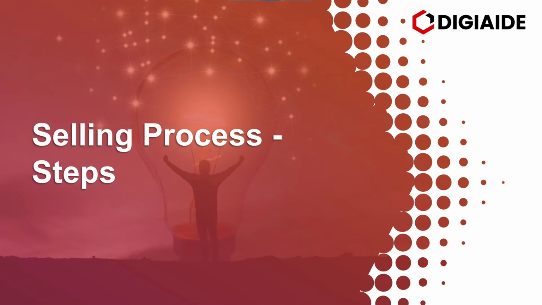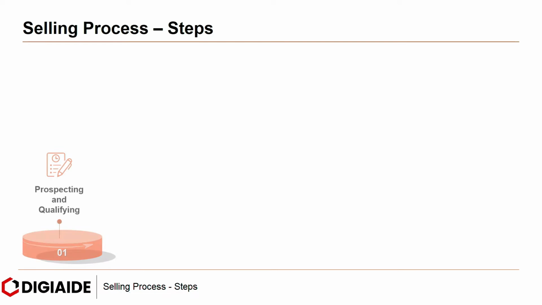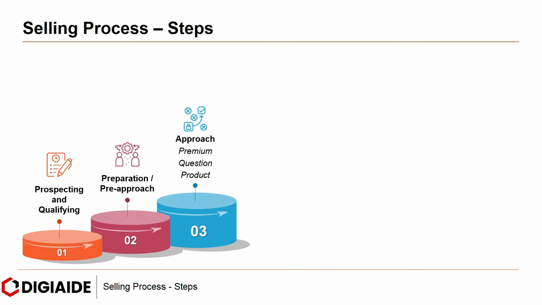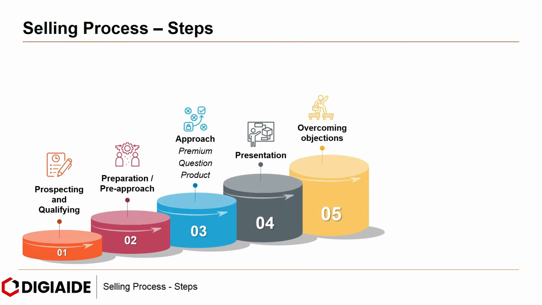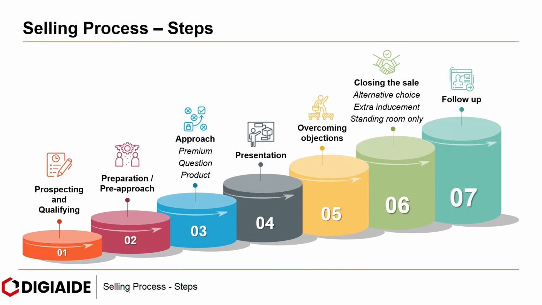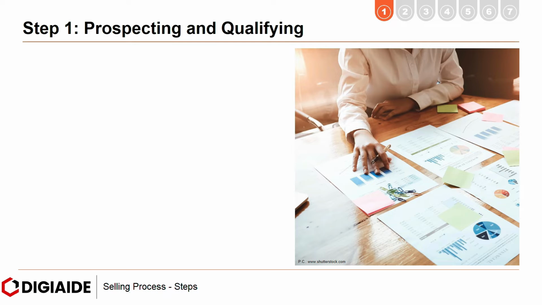In this video, we are going to cover the topic on steps in selling process. Let's look at the steps briefly. First, prospecting and qualifying. Second, preparation/pre-approach. Third, approach. Fourth, presentation. Fifth, overcoming objections. Sixth, closing the sale. And finally, follow-up. Now let's look at each one of them in detail, starting with prospecting and qualifying.